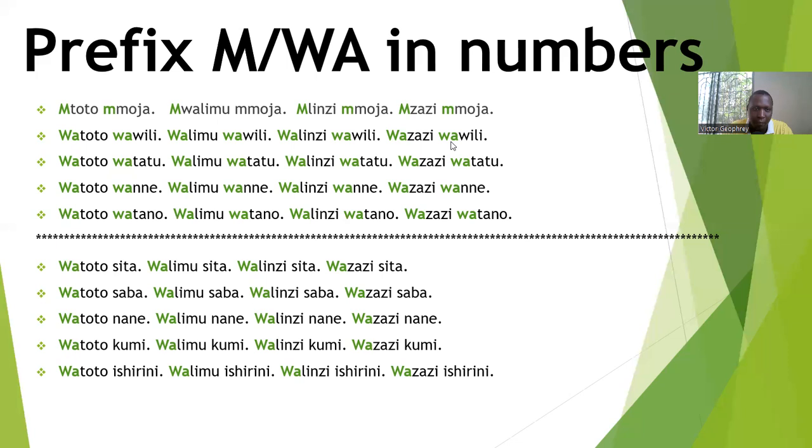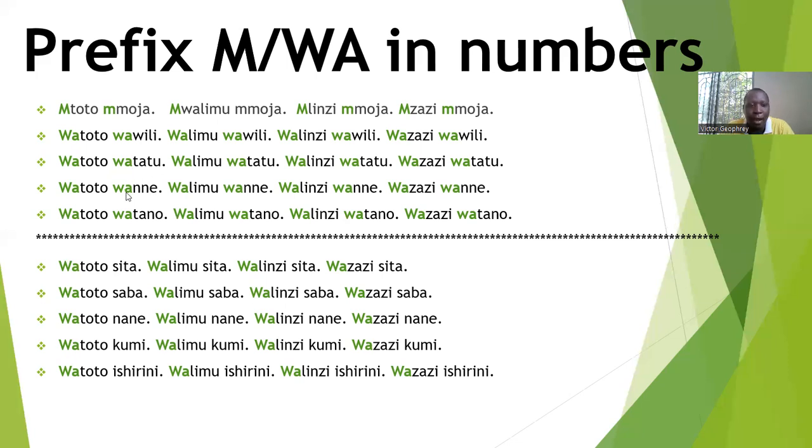Or watoto watatu. Tatu, I think you know, is 3. So we just add wa. Watoto watatu, walimu watatu, walinzi watatu, wazazi watatu. The only number that you add m to is 1, moja. The rest you add wa. The only number that is somehow different is wawili, because I know you know mbili, but here we say wili. So just say wawili, 2. Then the rest, tatu, just add wa, it comes watatu.